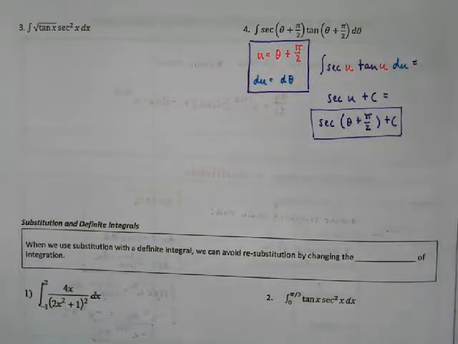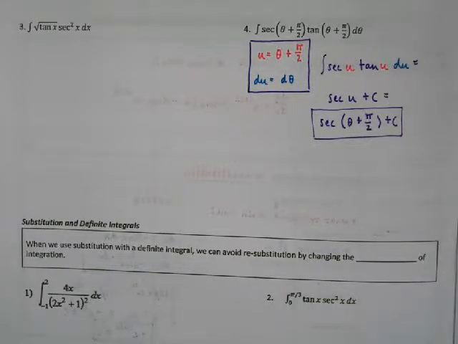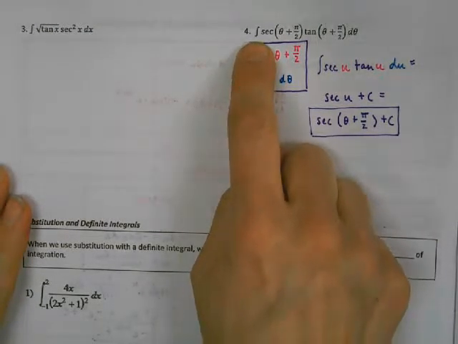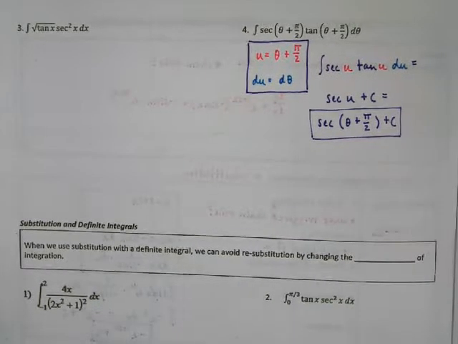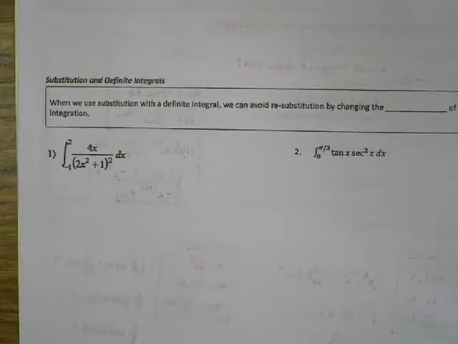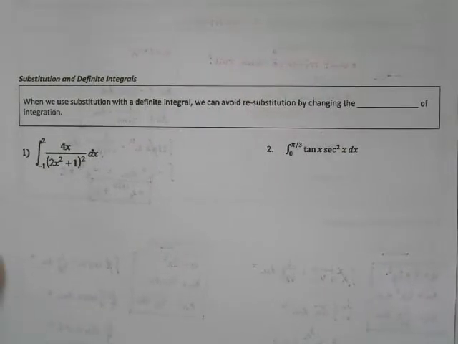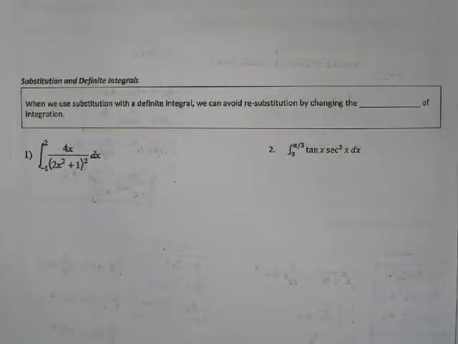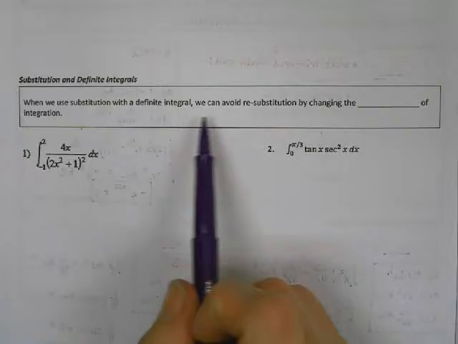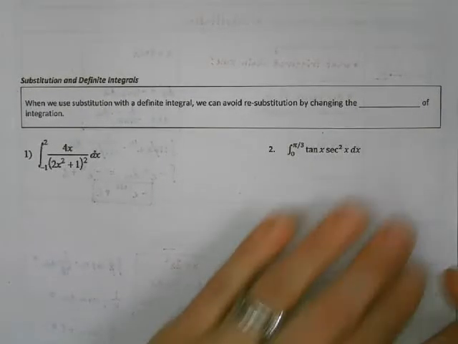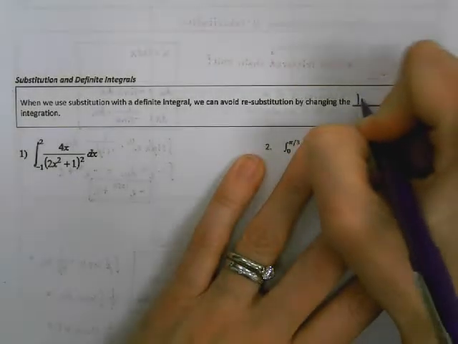Okay, so now I want to talk briefly. So far we've looked at integrals that were indefinite integrals. So in other words, there was no upper or lower limit of integration, so we used our plus c. But we can also use this rule, substitution, when we have definite integrals. There's just a couple things we have to keep in mind. So here it says when we use substitution with a definite integral, we can avoid resubstitution by changing the limits of integration.